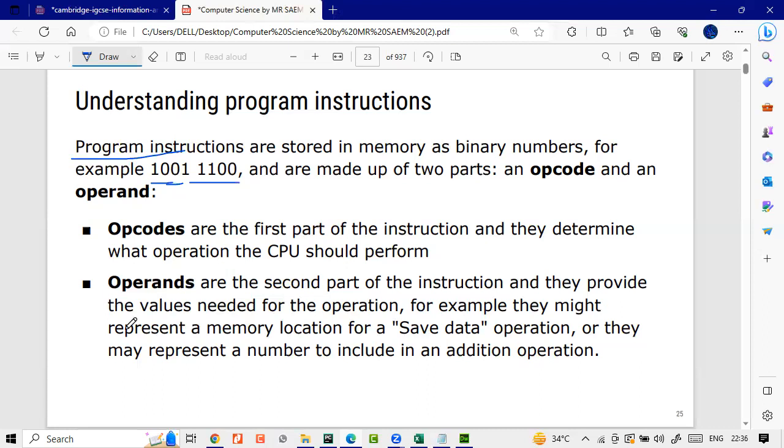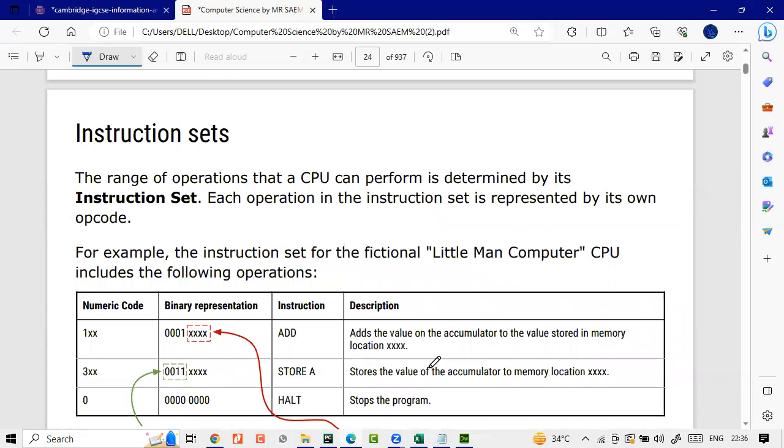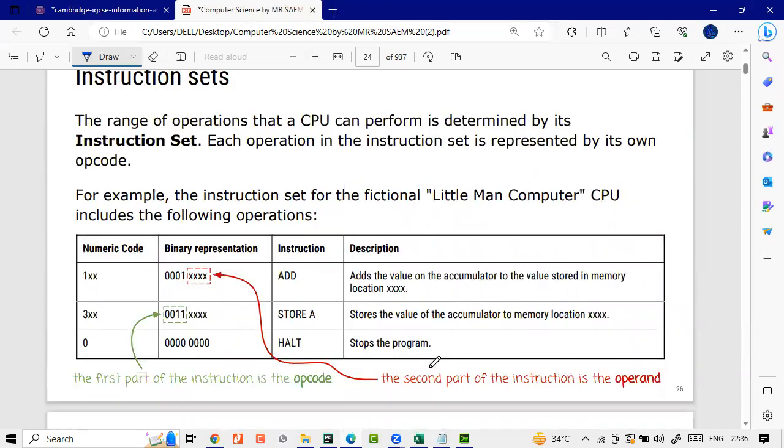For example, they might represent a memory location for a save data operation, or they may represent a number to include in an addition. Let me give you an example over here. Look over here. The first part of the instruction is an opcode. That's an opcode. The second part of the instruction is an operand. So that's an operand.